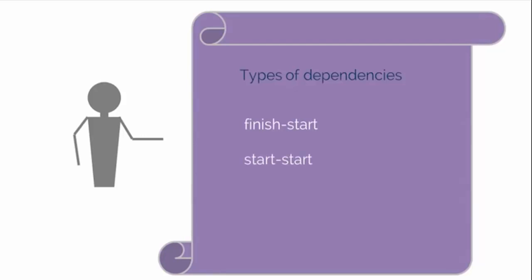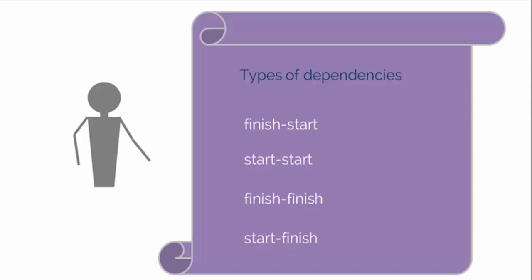Start to start. In this dependency, there is a defined relationship between the start of activities. So, both tasks start at the same time. For example, leveling concrete cannot begin until pouring the foundation begins. Finish to finish. In this dependency, there is a defined relationship between the end dates of activities. So, both tasks finish at the same time. For example, writing a document is required to finish before editing the document can finish.